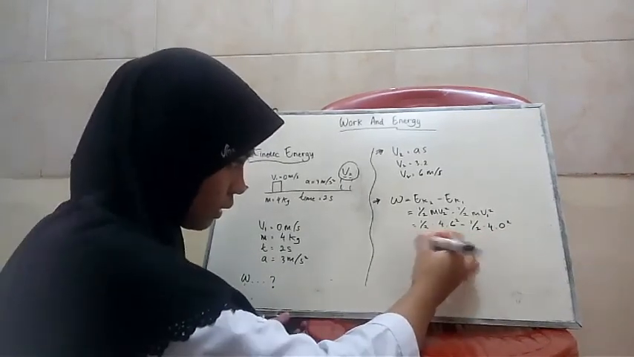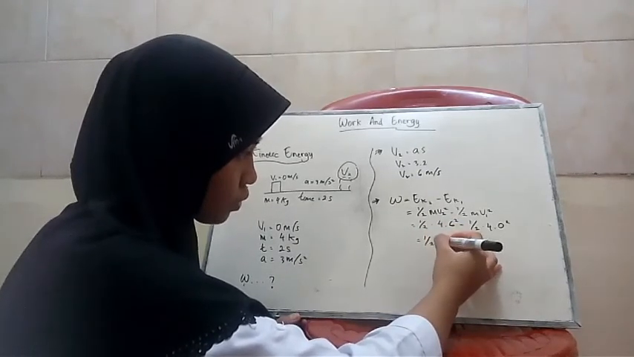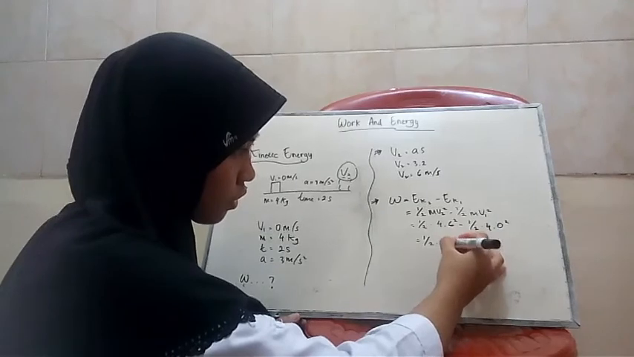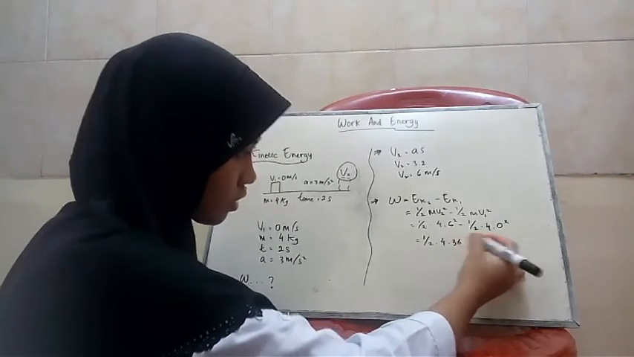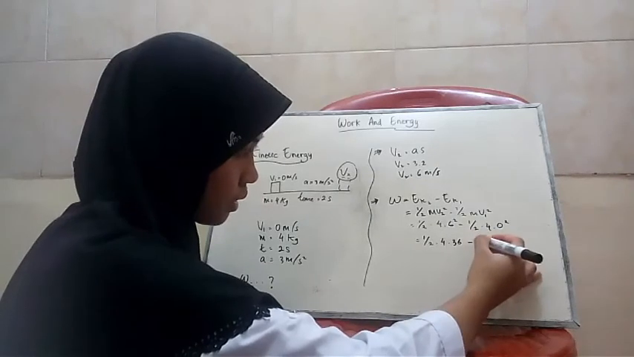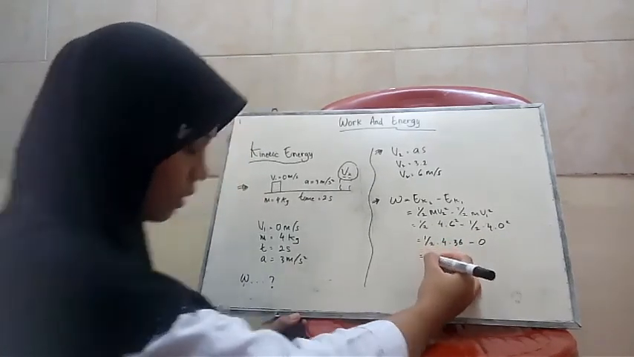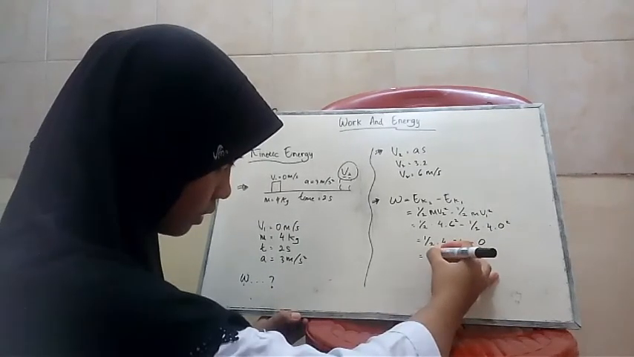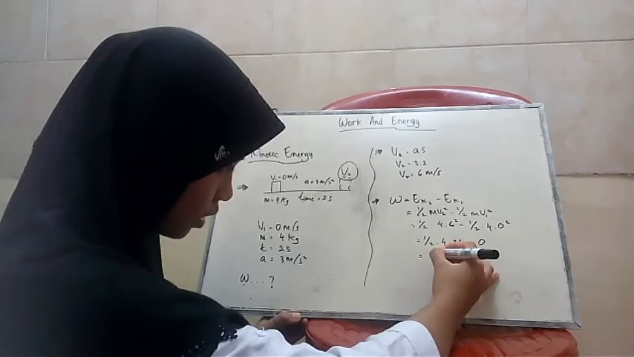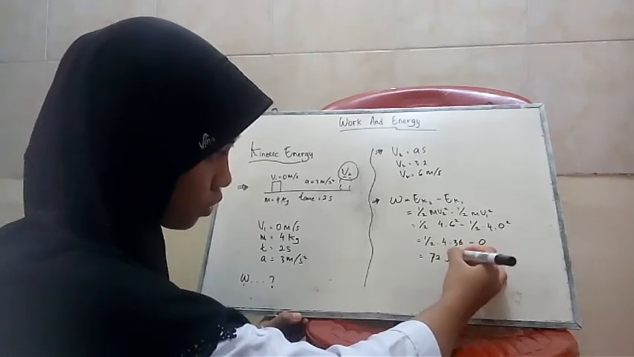Then here 1 divided by 2 times 4 times 36 minus 0, and this is the answer: 72 joules.